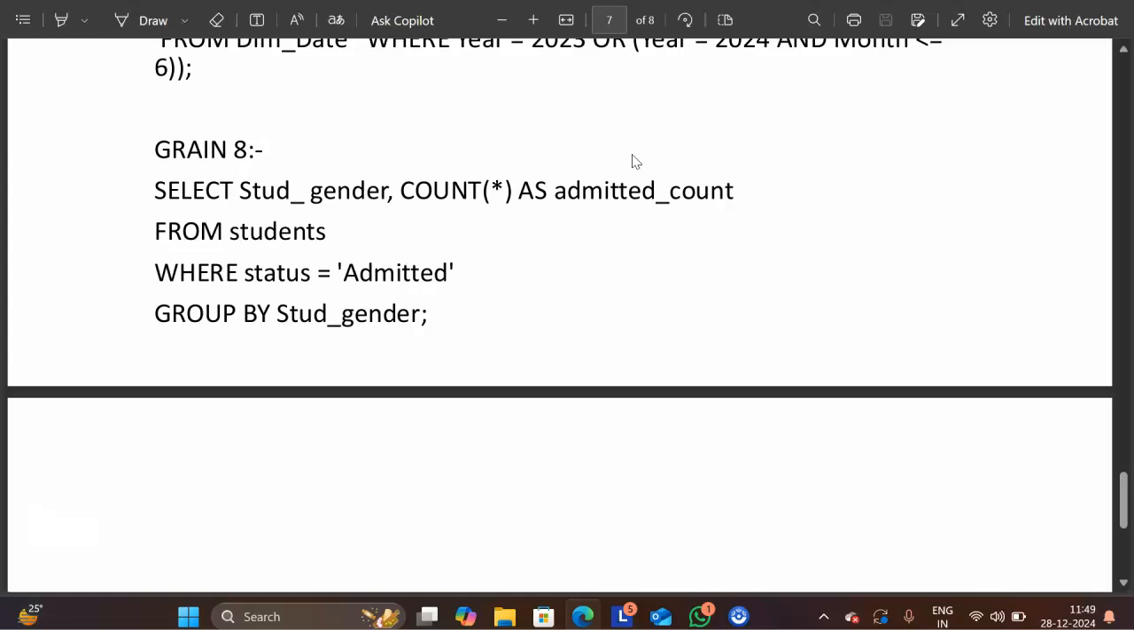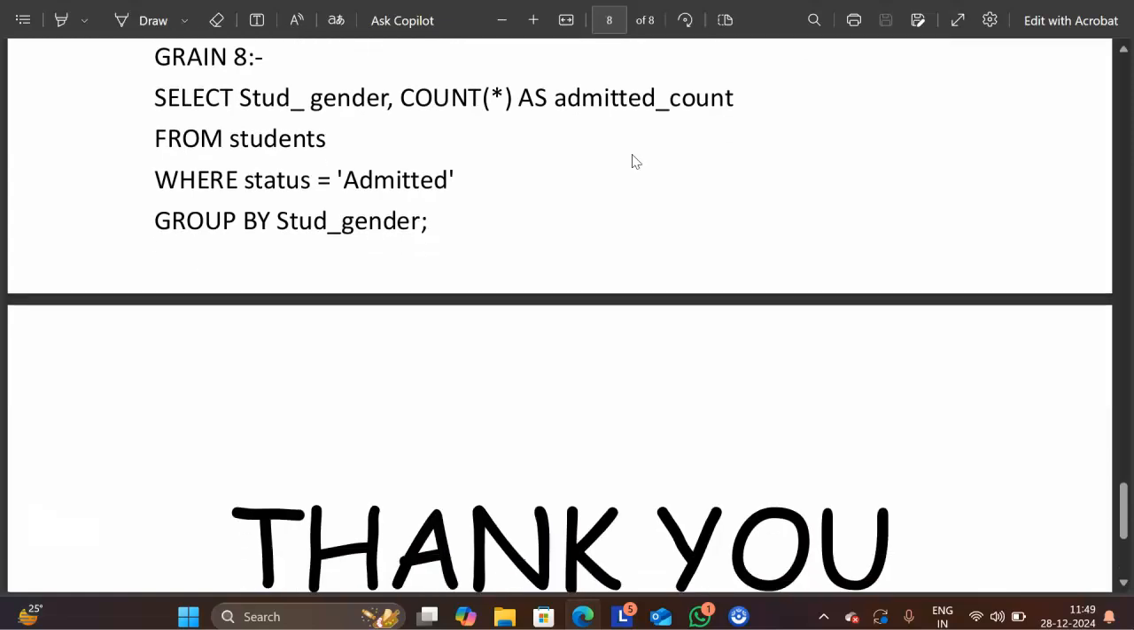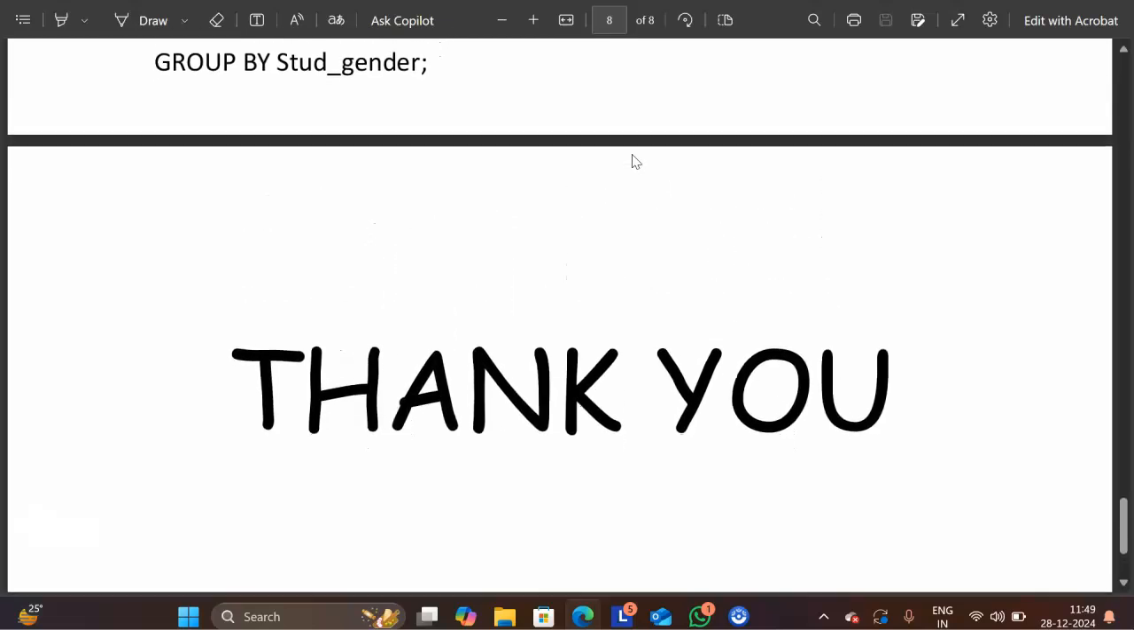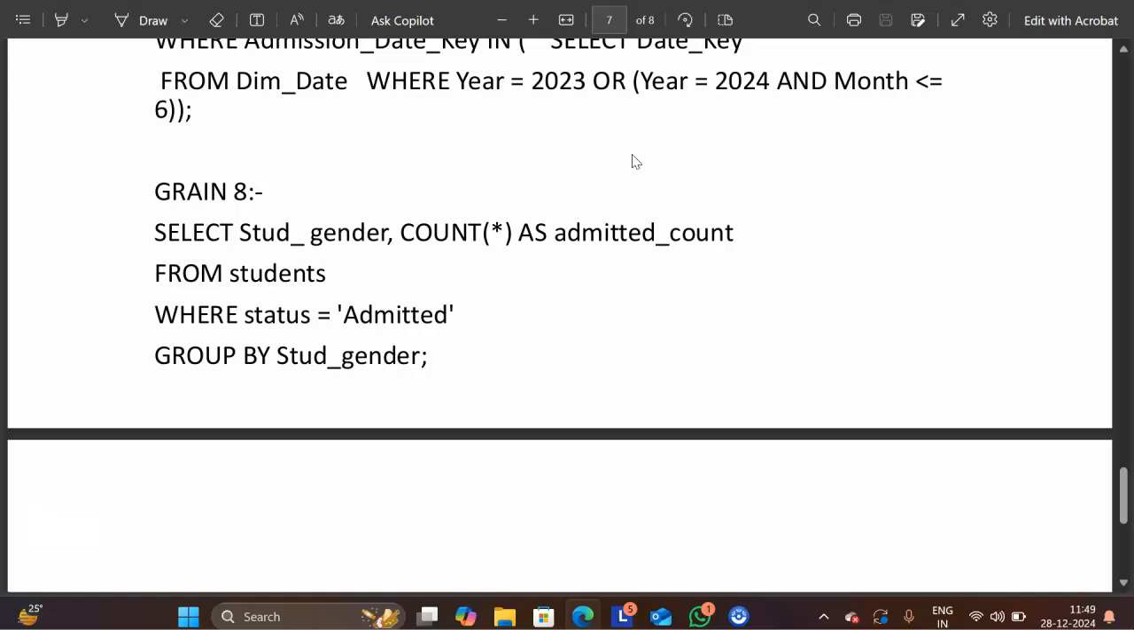So we saw joins in these grains. What is meant by joins? A join is a clause in Structured Query Language that combines columns from one or more tables into a new table. This operation corresponds to join operations in relational algebra.